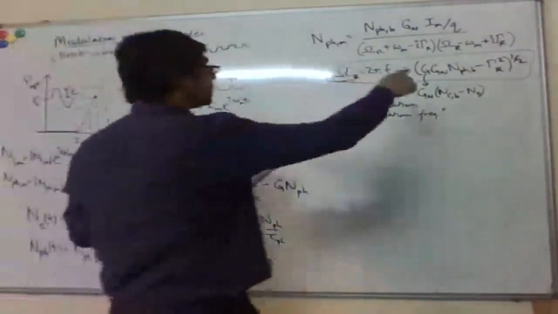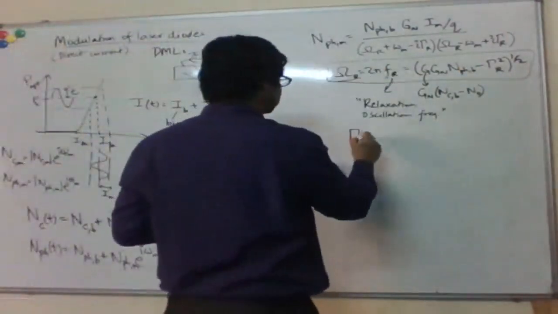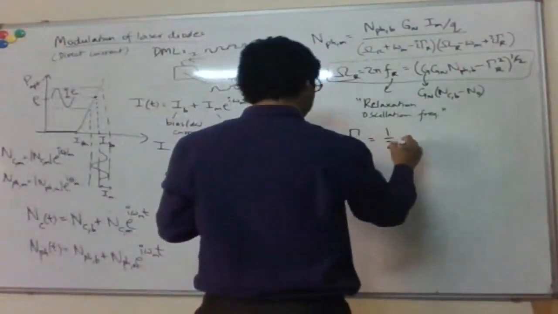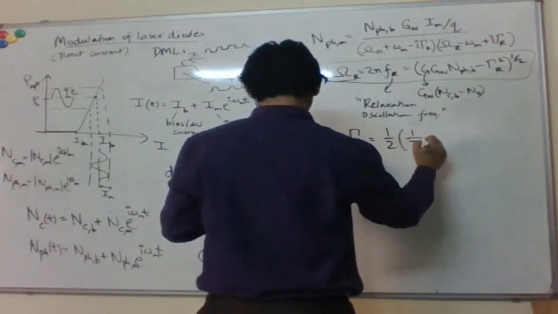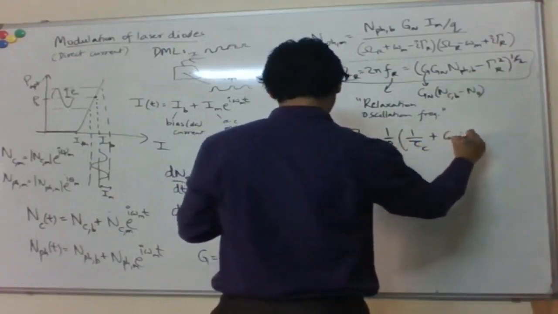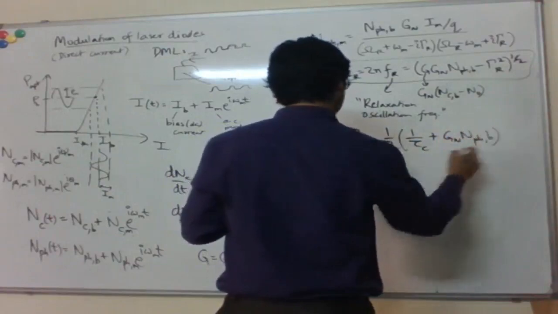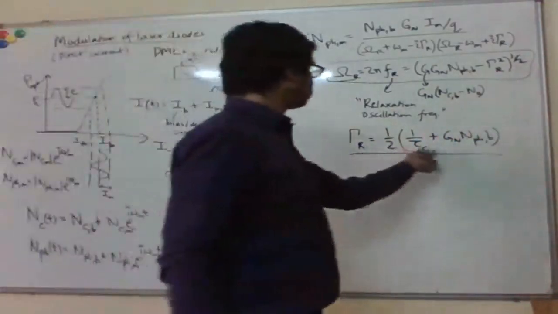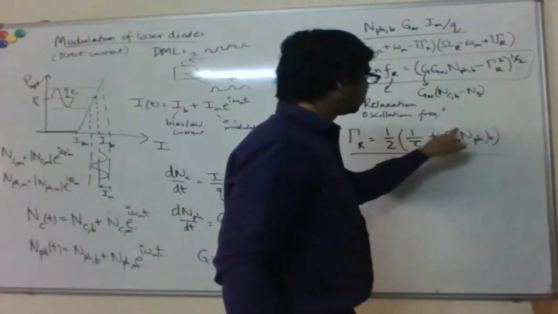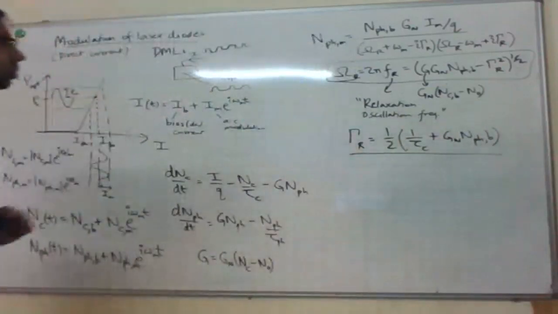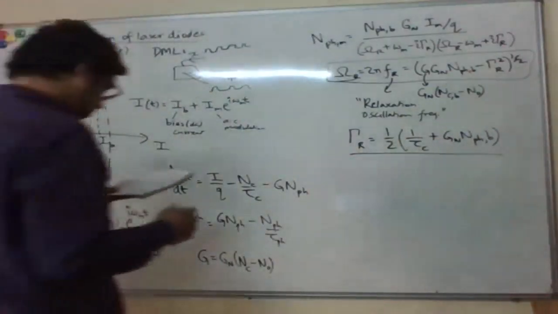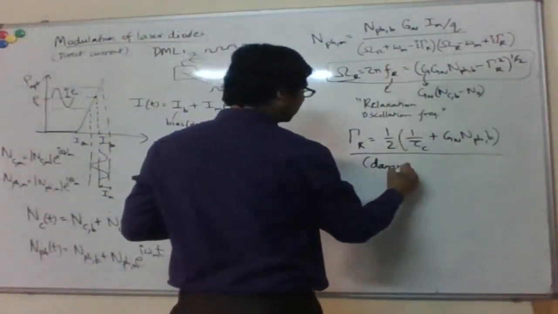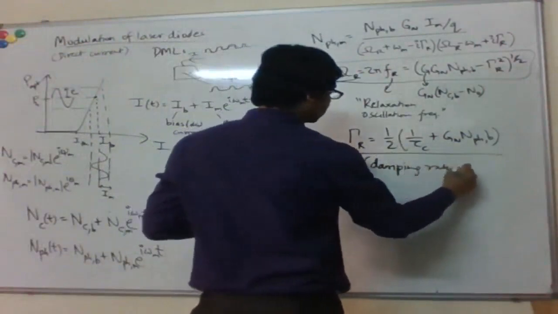We can also simplify this a little bit more. Let's just define this gamma R first. This gamma R is given by that. Again, it depends just on constants and the DC photon number, which depends on the bias current. You can see from here, this is the damping rate of the relaxation oscillations.